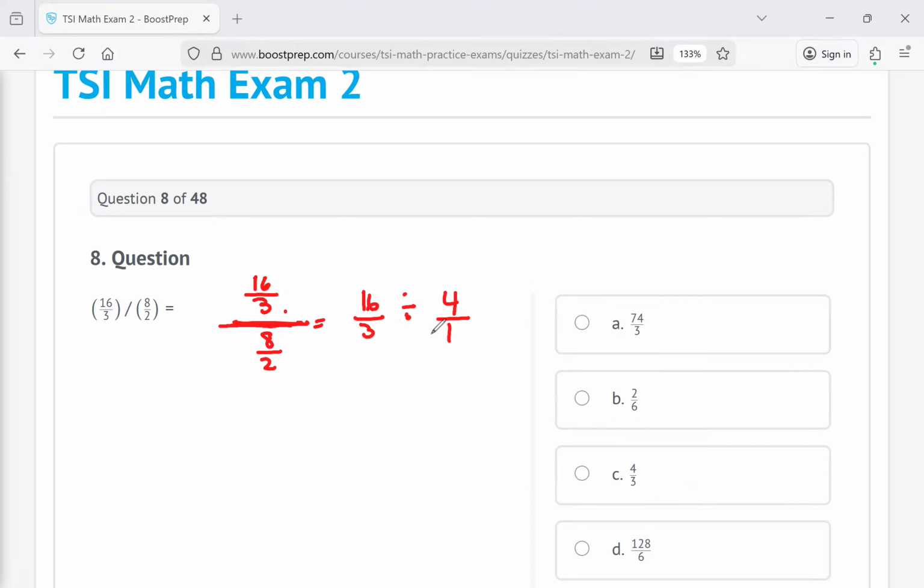Then what you could do is you can cross multiply. So 1 times 16, and then 3 times 4 is 12. And I believe this could be reduced by at least 2. So 16 divided by 2 is 8, and 12 divided by 2 is 6. I think we could go a bit further by 2. So 8 divided by 2 is 4, 6 divided by 2 is 3. So C, 4/3.